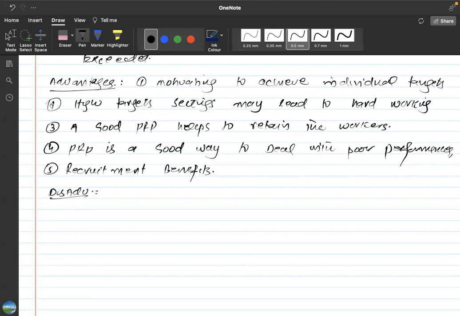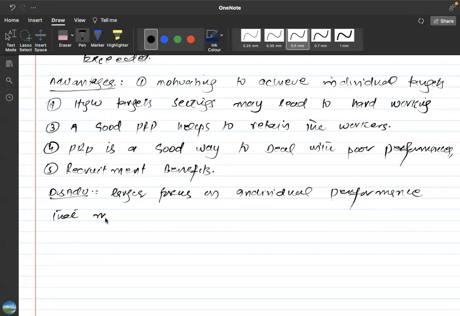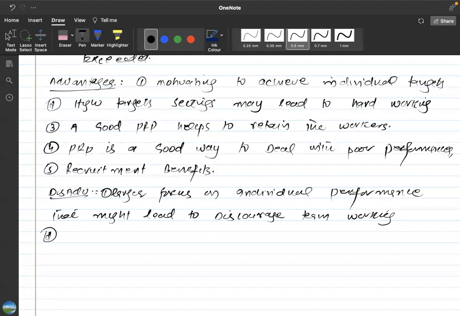As I told you earlier, it has a larger focus on individual performance, that might lead to discouraging team working. Second, PRP is blamed for reducing pay equity. If some workers are exceeding the targets, they will earn more money as compared to the other workers, and there will be more inequality in payment among the workers. That might create some resentment in the employees too.